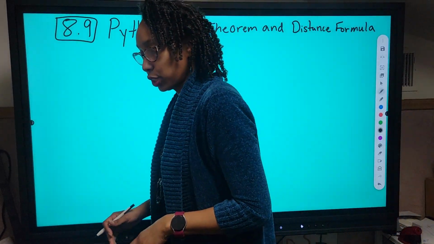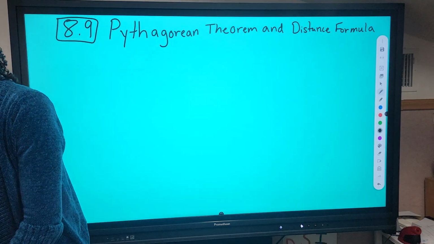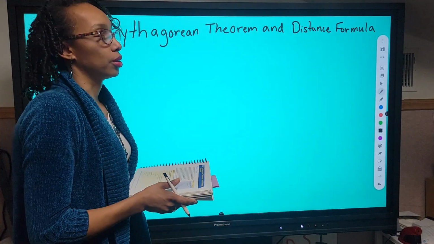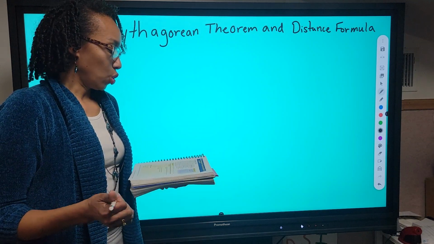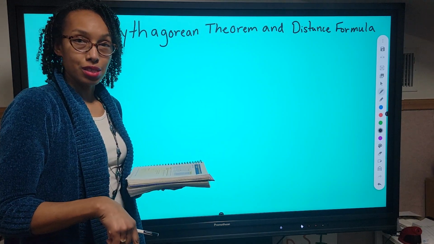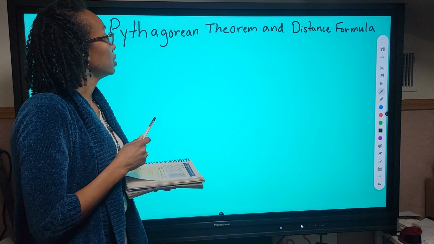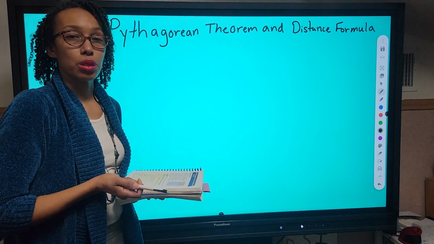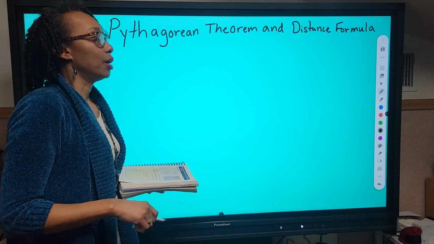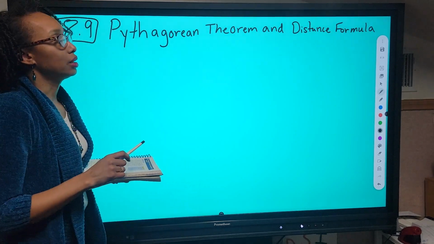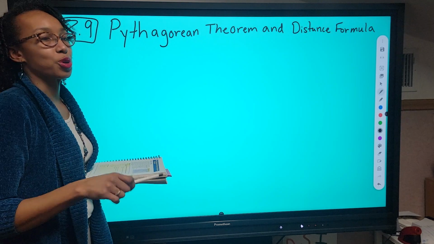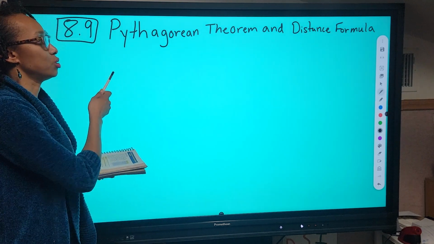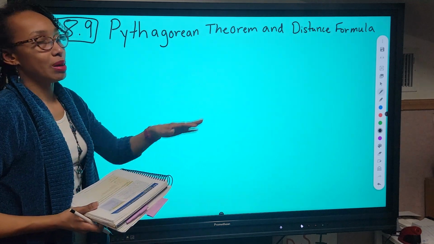Today we're talking about section 8.9, which is the last section related to this chapter, and it's an application. So we're applying what we've learned in the previous sections to the Pythagorean theorem and the distance formula. You may have heard of the Pythagorean theorem from another class. We will be using it along with the skill set from working equations with radicals to help us do the Pythagorean theorem. Now, distance formula might be new.